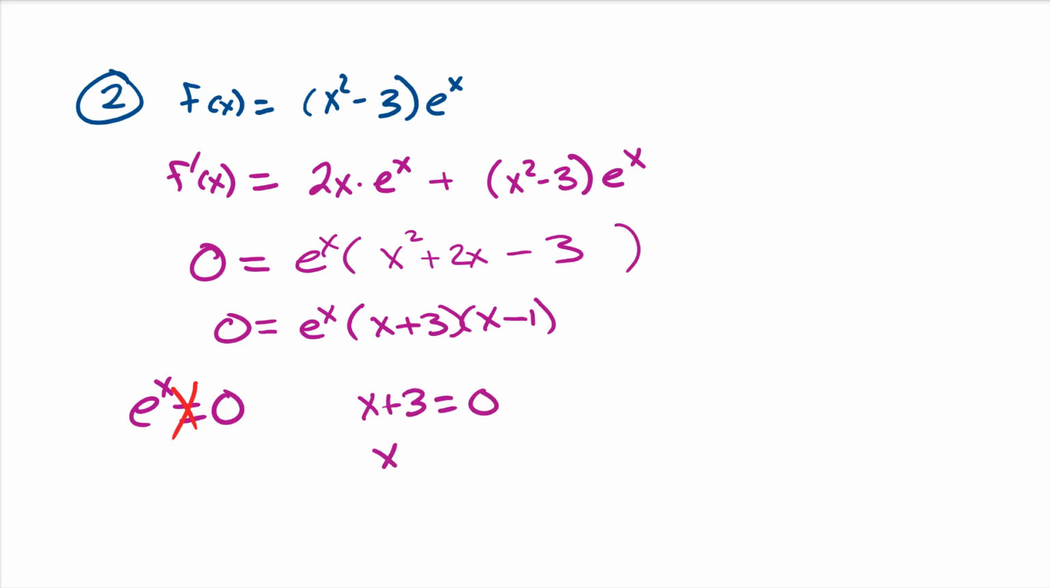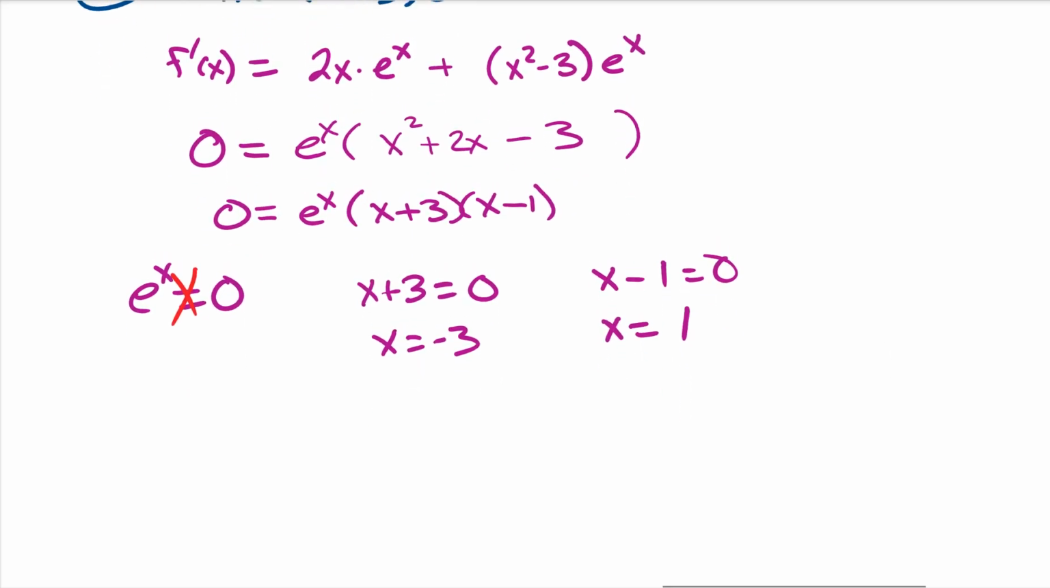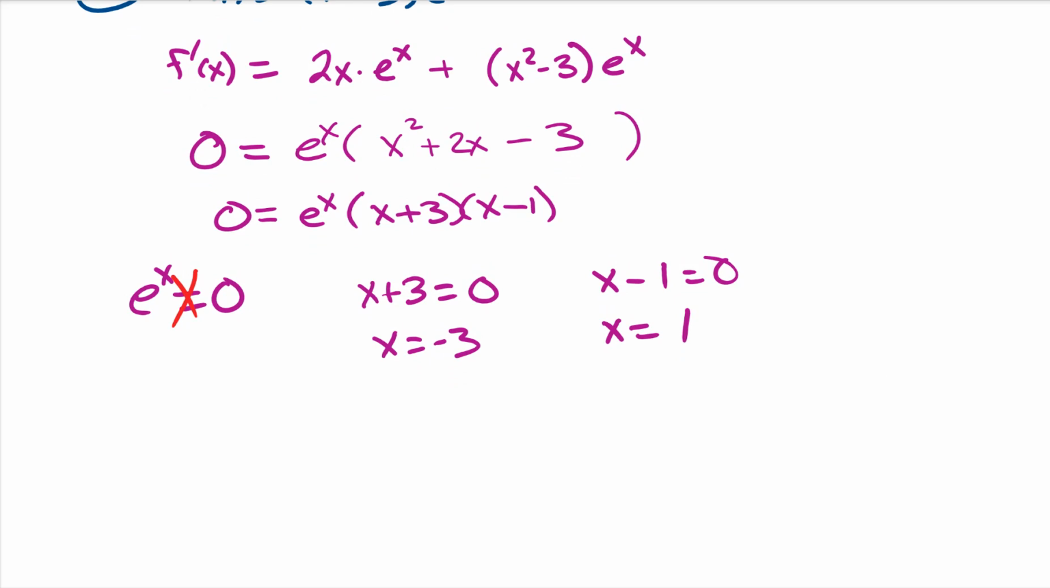We got x plus 3 equals 0, hence x equals negative 3, and x minus 1 equals 0, hence x equals 1. Well, there we have it. We have our 2 critical values. Only 2 popped out of there, even though we had 3 factors, because e to the x can never equal 0, not the exponential function.